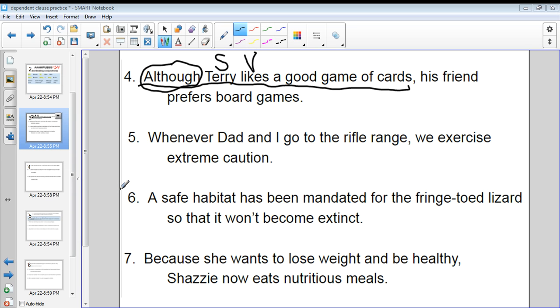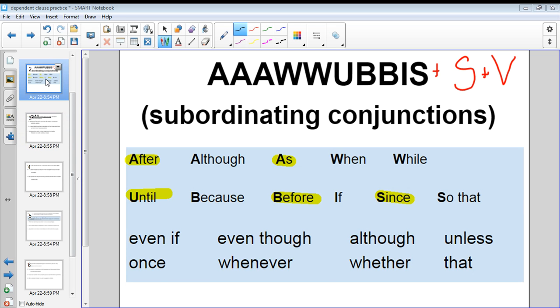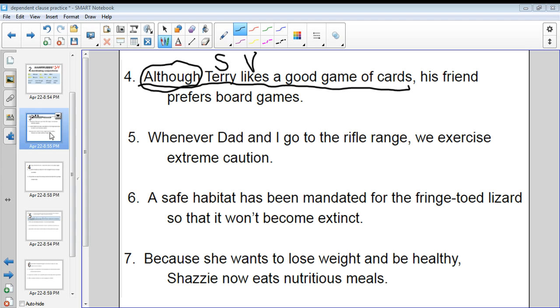In number 5, whenever Dad and I go to the rifle range, we exercise extreme caution. So I'm going to go back to my list, find the word that's on this list, that's in this sentence, and I see the word whenever. Now I need to find the dependent clause and underline it. The dependent clause starts with this subordinating conjunction, whenever. So the clause is, whenever Dad and I go to the rifle range.